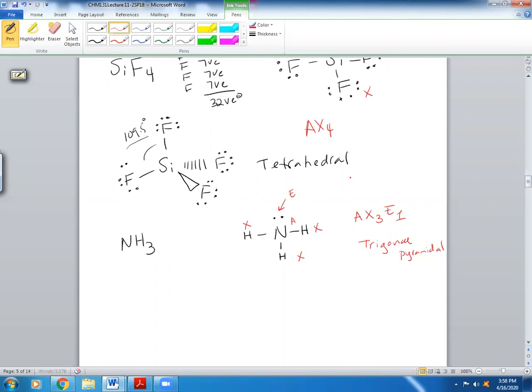Sometimes called trigonal pyramid. To draw this, you have an N. It's basically like the tetrahedral, except you remove the top and you put a lone pair instead. So here's the lone pair. That angle is actually less than 109.5. All the angles around it are less than 109.5.